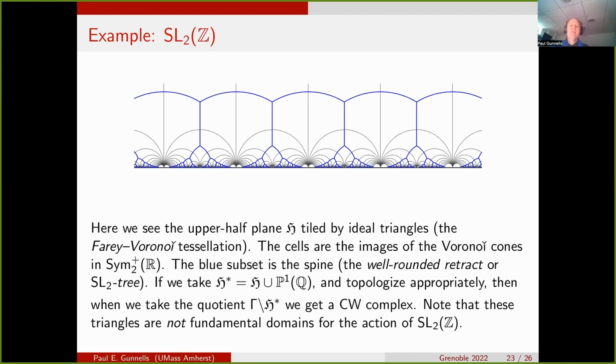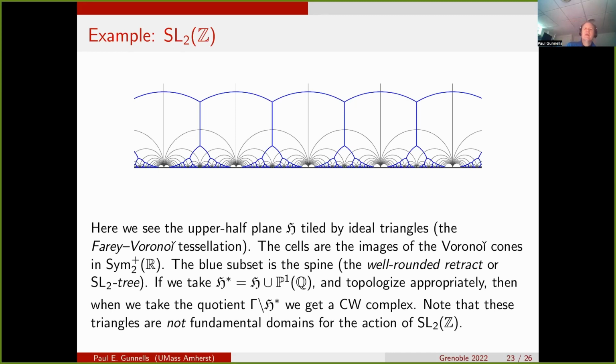So this is the upper half plane, and the gray triangles, ideal triangles that you see, we take the triangle with vertices at 0, 1, and infinity, and we act on it by SL2Z, and we get this beautiful tessellation of the upper half plane, sometimes called the Farey tessellation, but I'll call it the Farey-Voronoi tessellation in honor of Voronoi too. So you learned last week about Voronoi's theory for perfect forms and its relation to lattice packings and stuff like that.